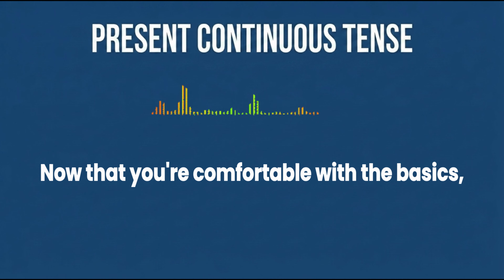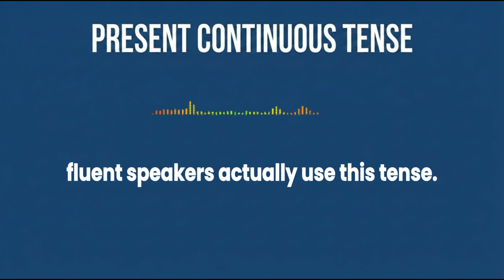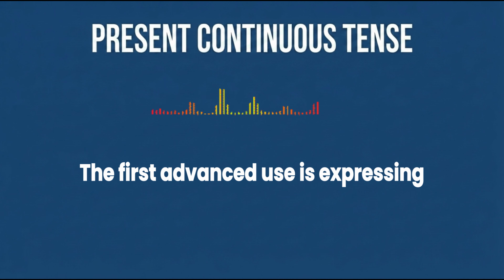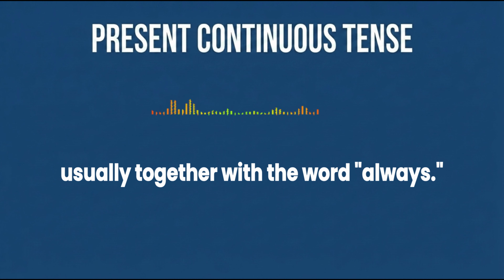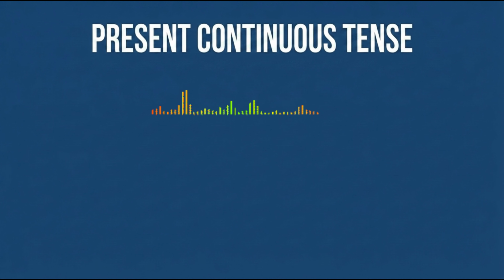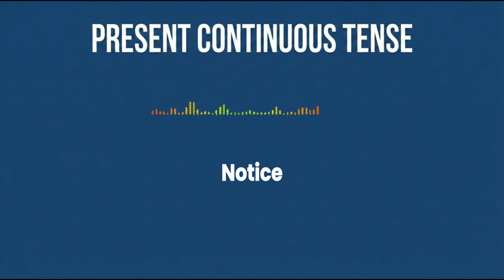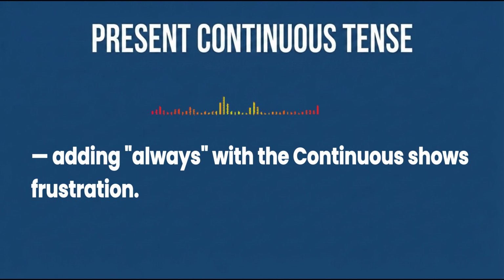Now that you're comfortable with the basics, let's move into the more advanced ways fluent speakers actually use this tense. The first advanced use is expressing annoyance or irritation about a repeated habit, usually together with the word always. For example, he is always losing his keys, or she is always complaining about everything. Notice this is different from the neutral present simple habit. Adding always with the continuous shows frustration.